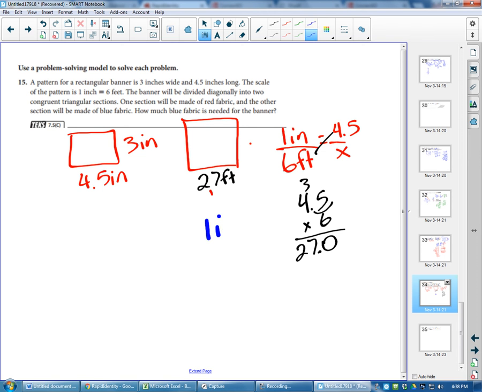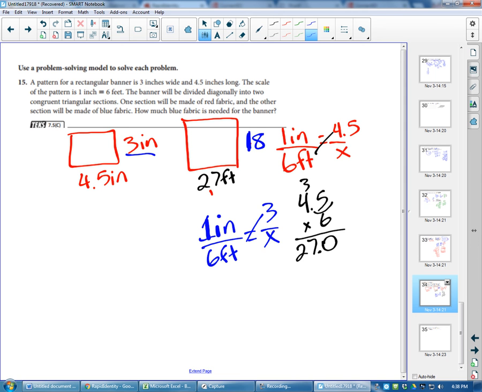Then we have to go back and write the same proportion again. 1 inch over 6 feet. Only now instead of 4.5, we're looking at 3 inches. So 6 times 3 is 18, divided by 1, 18. So that's what it is.